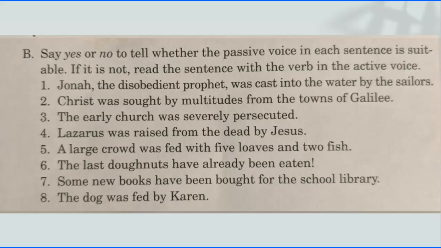Number 5, a large crowd was fed with 5 loaves and 2 fish. Again, that's a little wordy, and we want to get rid of some of the wordiness. So we would say Jesus fed a large crowd with 5 loaves and 2 fish. And then number 6, the last donuts have already been eaten. This one is fine. So we'll leave that one alone.